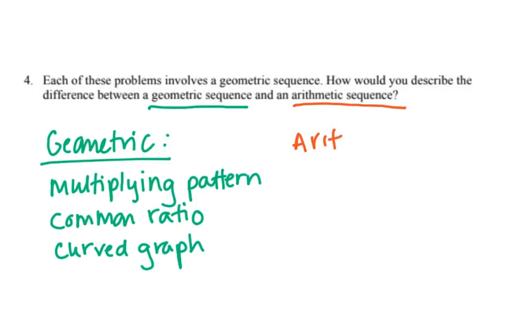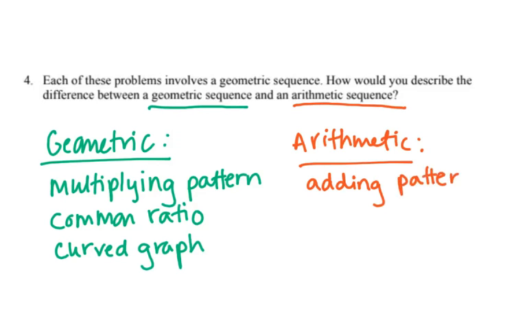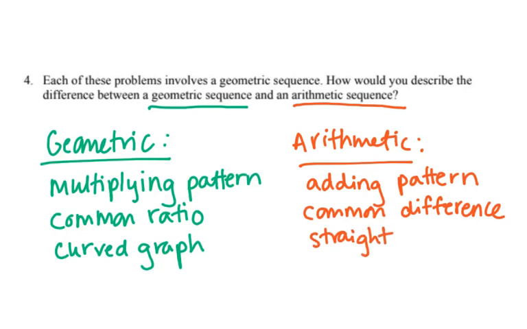So then if we think back to what we've been doing with arithmetic sequences, those are adding patterns. And you can say subtraction too, but that's just adding a negative. So I just say adding pattern. We call their number a common difference. And it creates a straight graph. I don't know, straight line.